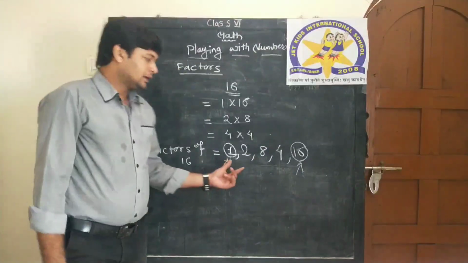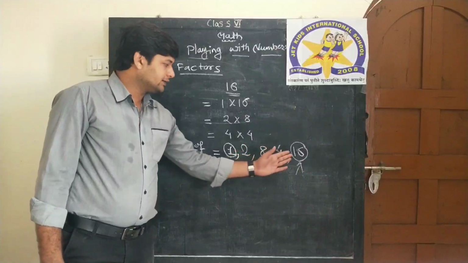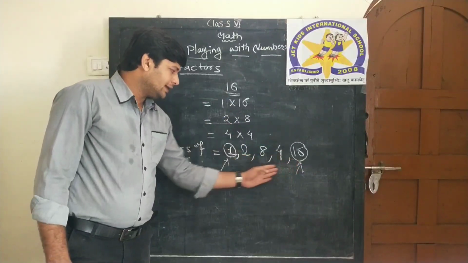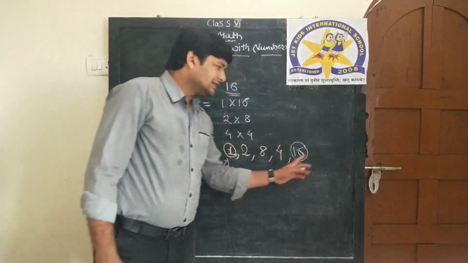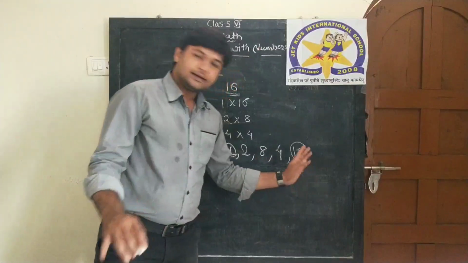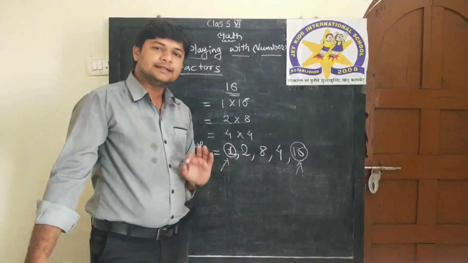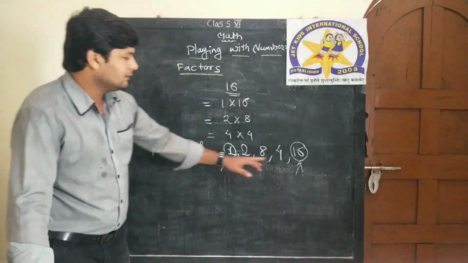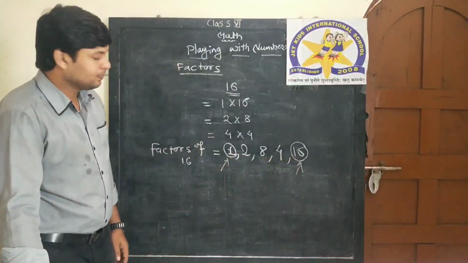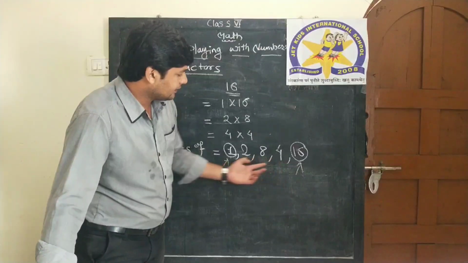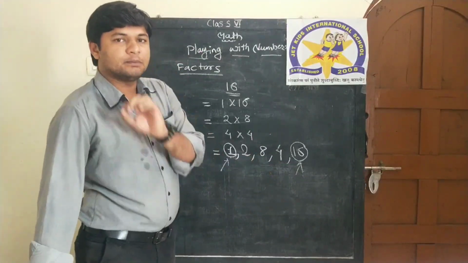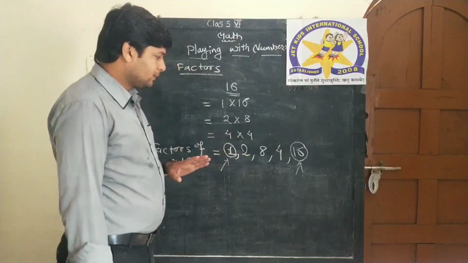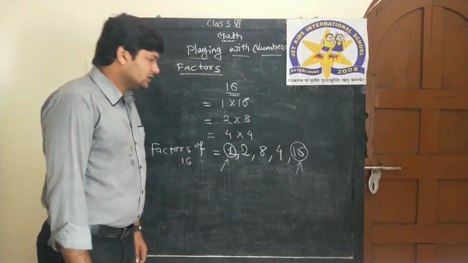Next thing, the factors of every number will always be less than or equal to the number. A factor of 16 cannot be 17. Clear? It cannot be 18, or anything greater than 16. You have to keep in your mind, a factor will always be smaller than or equal to the given number. So while writing factors, keep in mind they cannot be greater than the given number. Clear? So this is the third thing.